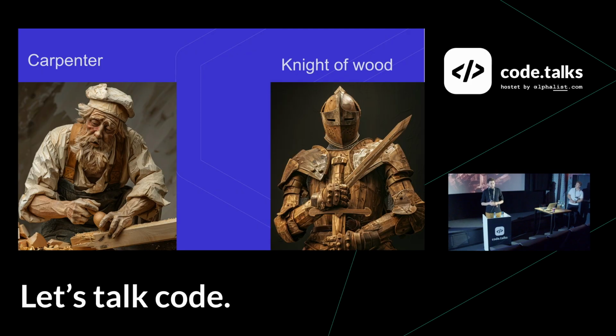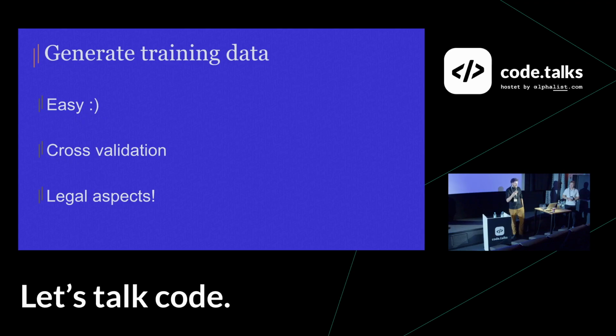Yeah, according to the LLM, it's the knight of wood. So every now and then you get those outliers, but it's enough to run it multiple times, get the most common options, maybe run it on another LLM, and it was enough to quickly generate training data for other languages. So it's easy. You need to do some cross-validation, and you also need to check the license terms of LLMs, because some of them are quite restrictive about how you can use the output.